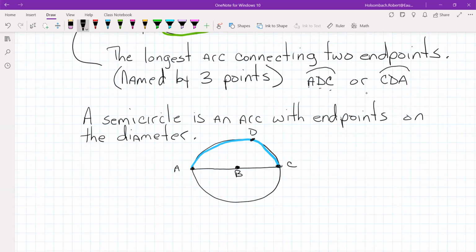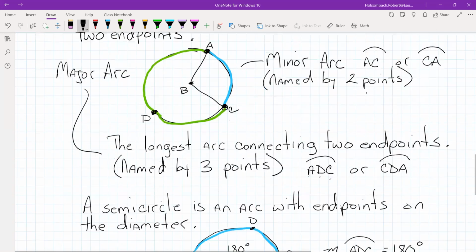Now, the measure of a straight line is 180 degrees. So the measure of arc ADC equals 180 degrees. Then we're going to go back to this minor arc and this major arc.